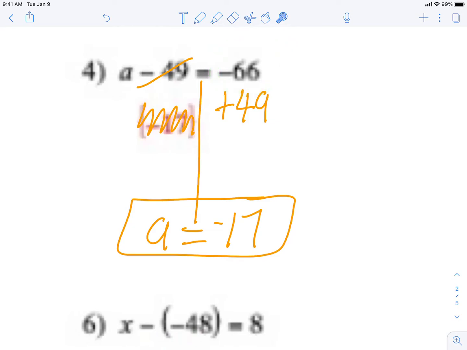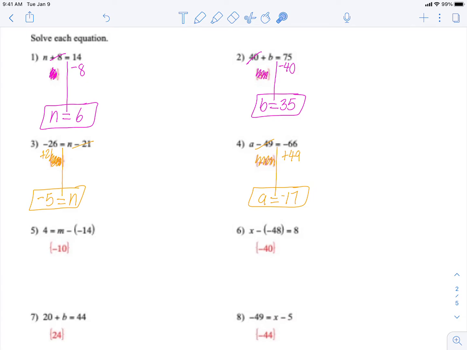So this is the show. This is the kind of work that I want to see in your notebook or in your paper photo that you're going to submit for this assignment to get full credit.